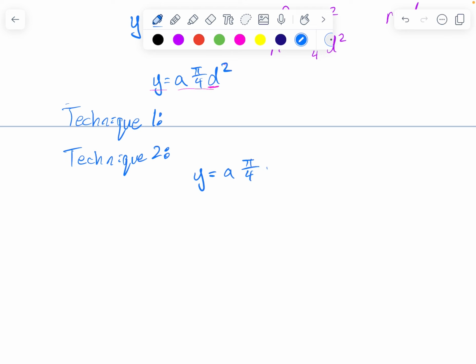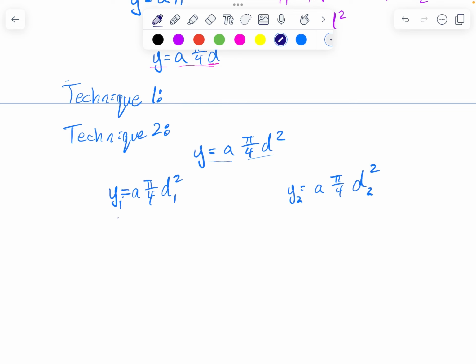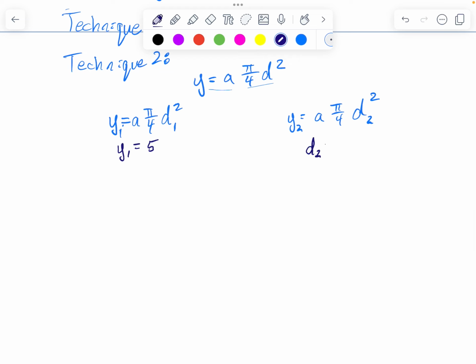For technique number 2, we're going to take our equation and we're going to write it twice. Once for the original pizza, once for the new pizza. So we have y1 is equal to little a times pi over 4 times d1 squared. And then on the right-hand side, we're going to have y2 is equal to little a times pi over 4 times d2 squared. Looking at our given information, we see that y1 is equal to 5, the number of people that the original pizza could feed. And we also know that d2 is equal to 2 times d1.